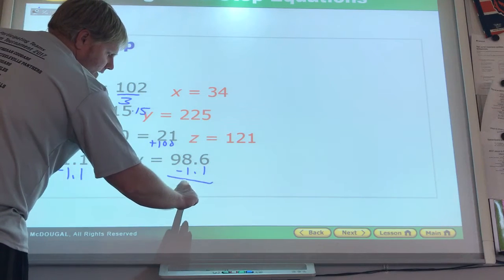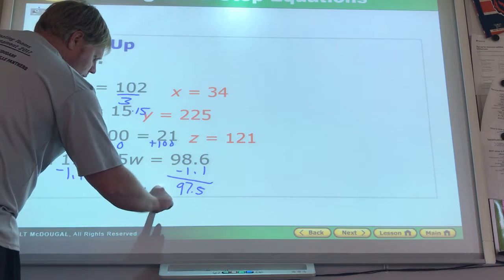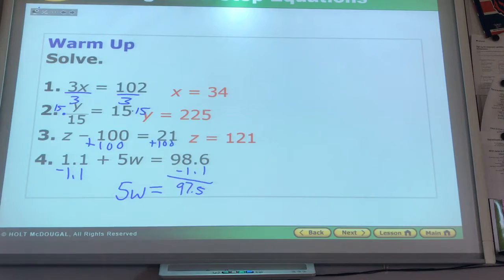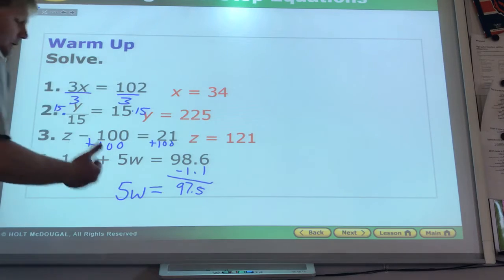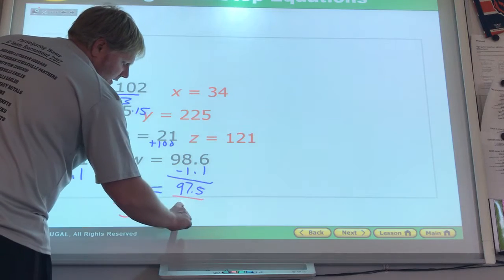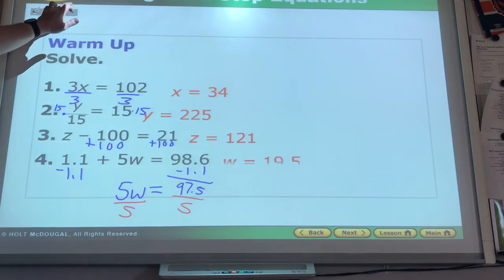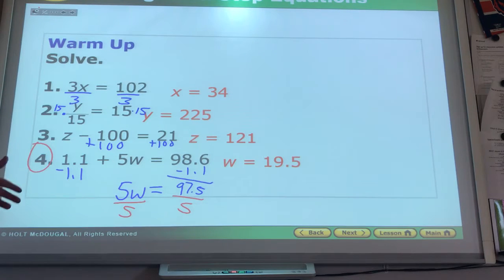and we get 97.5 equals 5. We've just run into a two-step problem. Now, hopefully you can see, if I simply do my division and do my division, I will come up with my answer that is 19.5. All right. This last one is a two-step problem. This is where we'll use PEMDAS in reverse.